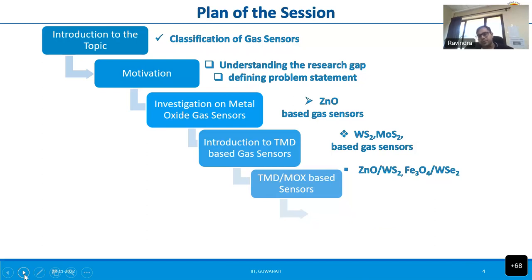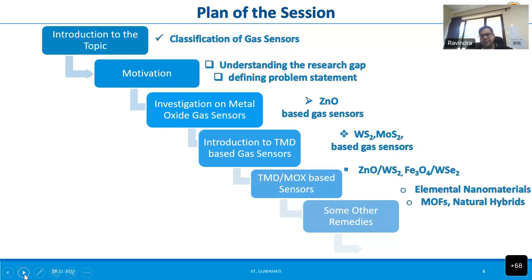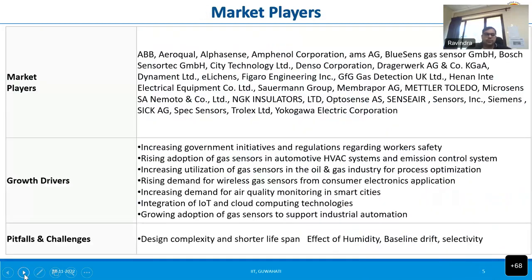of hybrids and composites of TMDs with metal oxides and noble metals. I have not covered them because we have limited time. And then we'll see some other remedies that people are coming up with, particularly on the front of elemental nanomaterials, then metal oxide frameworks, and we have introduced some natural hybrids. We'll see that, what is that. And then we'll summarize the challenges, and I will also discuss some future work.